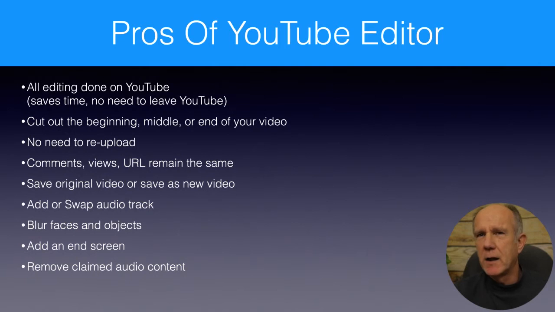And then if you have claimed audio content, like somebody has claimed a few seconds of audio in your video, then you can remove that segment and remove that claimed content. And you're not going to remove any copyright strikes because YouTube doesn't allow that. You have to appeal the copyright strike. But if you have claimed audio content, you can actually remove that.